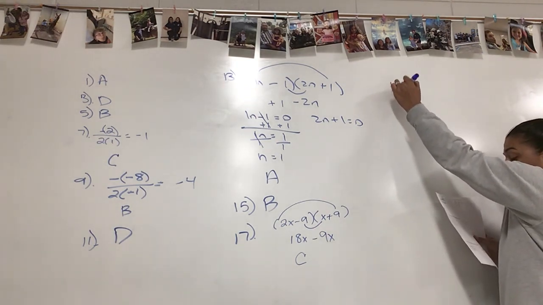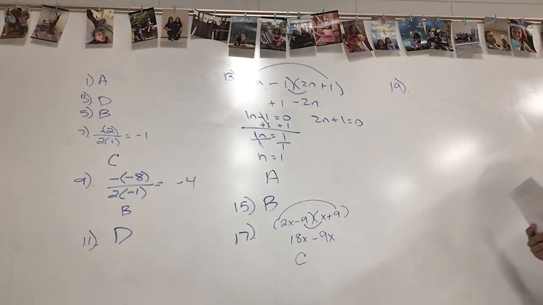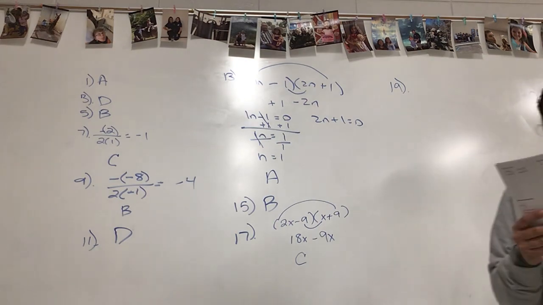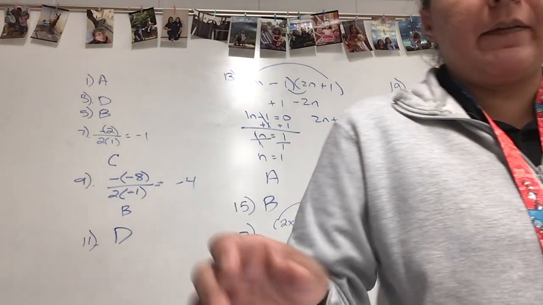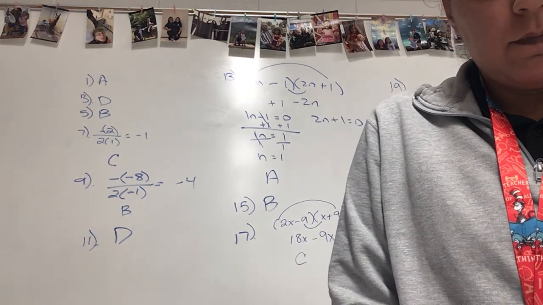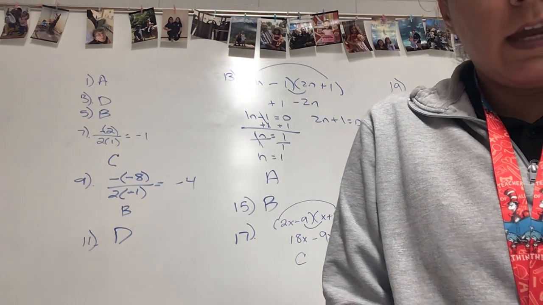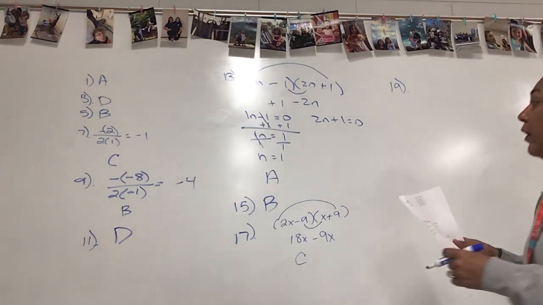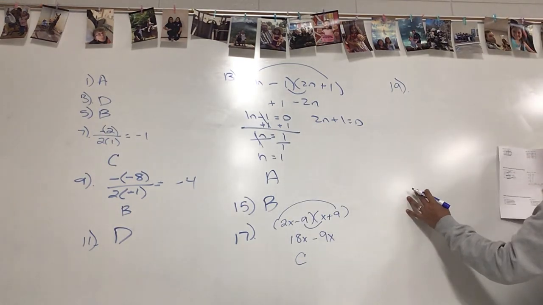Okay, 19. Solve it with the quadratic formula. Quadratic formula. Okay, which one looks like not good? D, C, A. Okay, but I'm going to check it and make sure. But if I had to guess, it's probably going to be B.